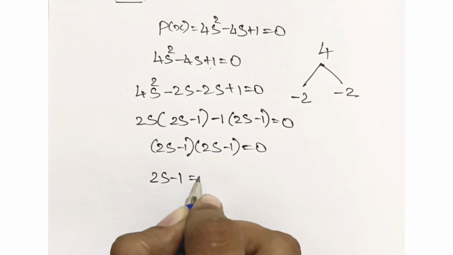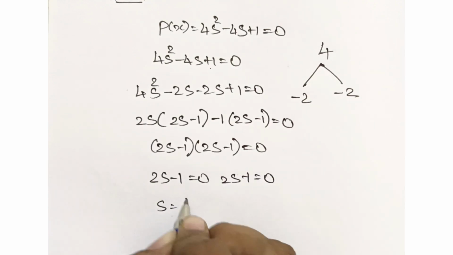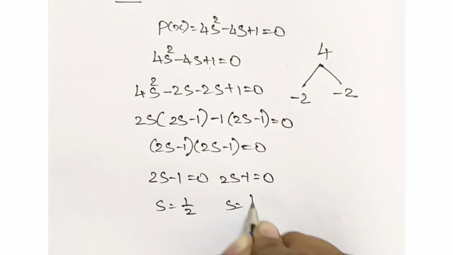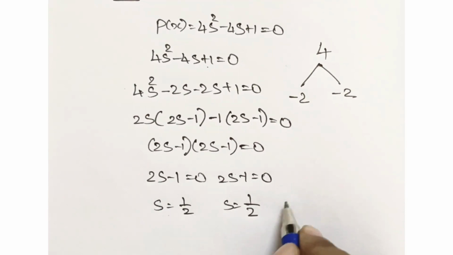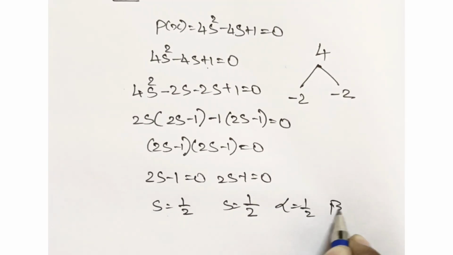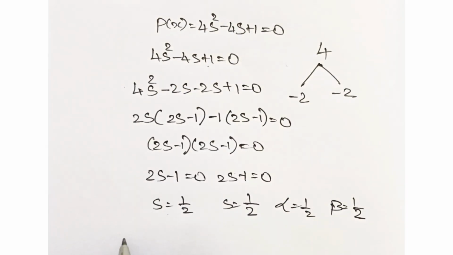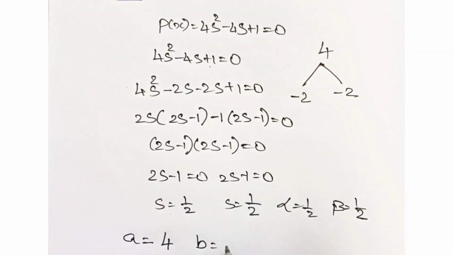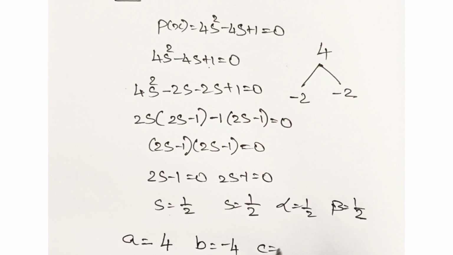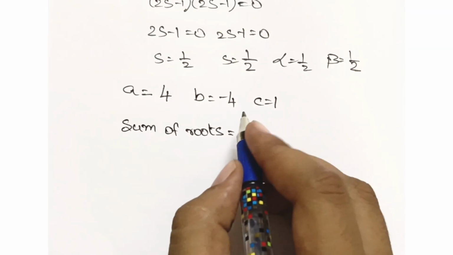2s minus 1 equal to 0. So s equal to 1 by 2. So we get the two same roots. Alpha is 1 by 2 and beta is also 1 by 2. Next, what's the value of A? It's 4. B, the coefficient of s, is minus 4. C equal to 1, the constant term. And we are going to verify the relationship.